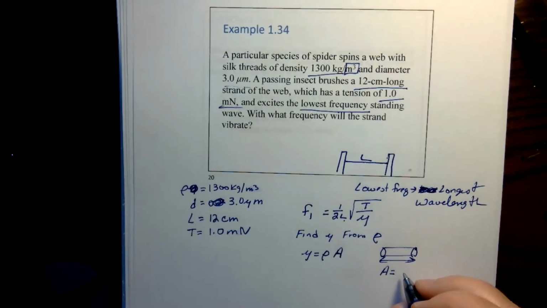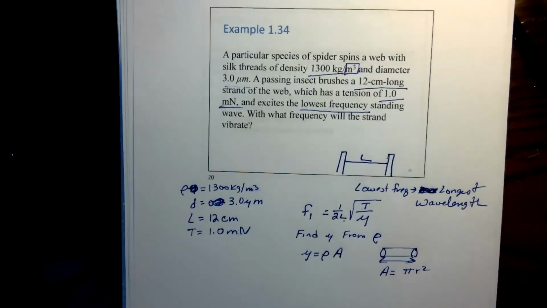We know our area is pi r squared, right? All right, sorry, I checked my answer. My notes didn't look quite right, but we're good. Okay, so our area is pi r squared, which means we can find our density by taking mu times pi r squared. So we're going to get rho times pi times r squared.